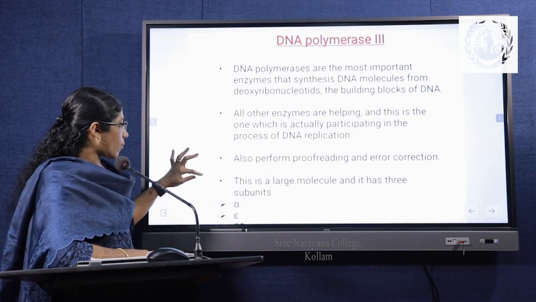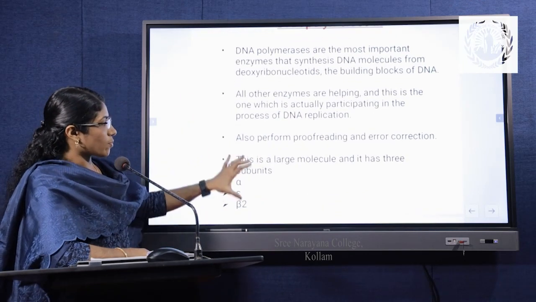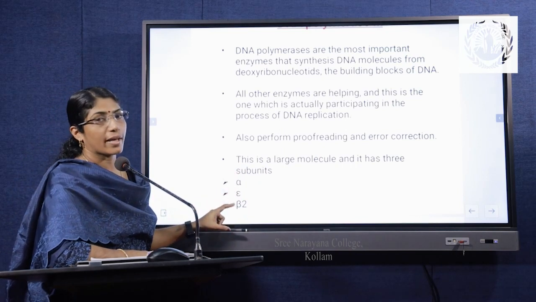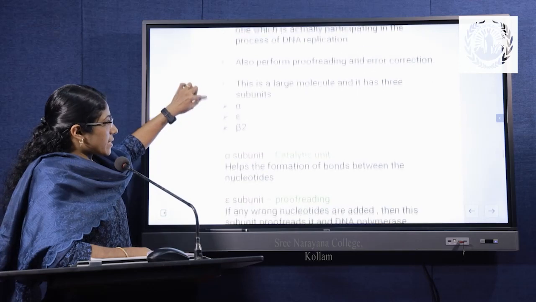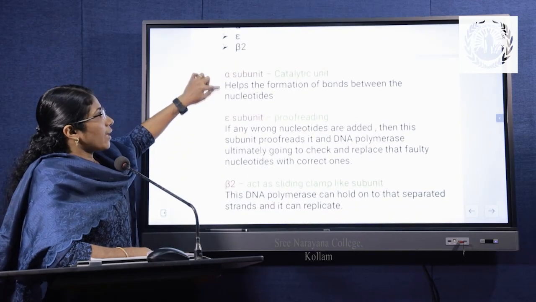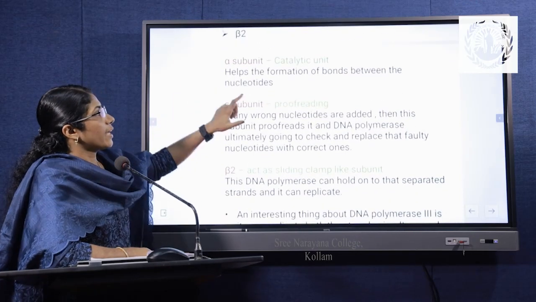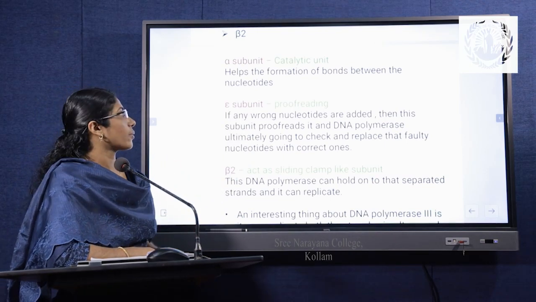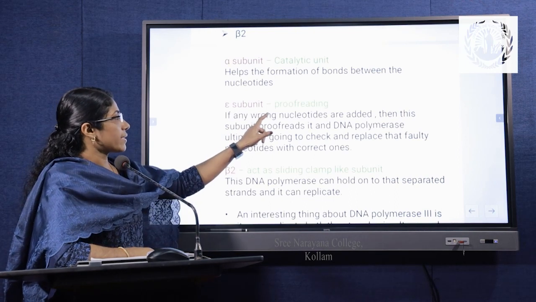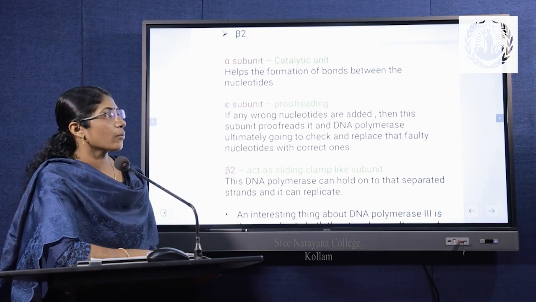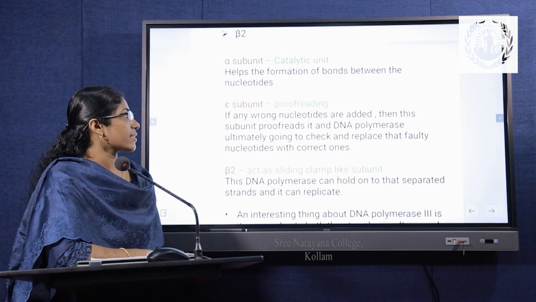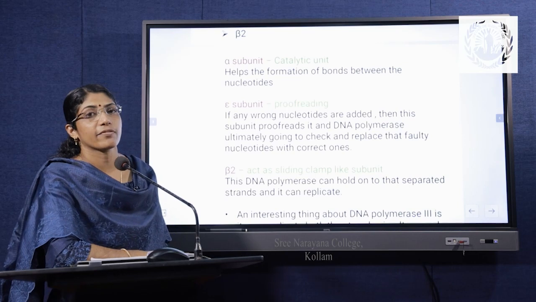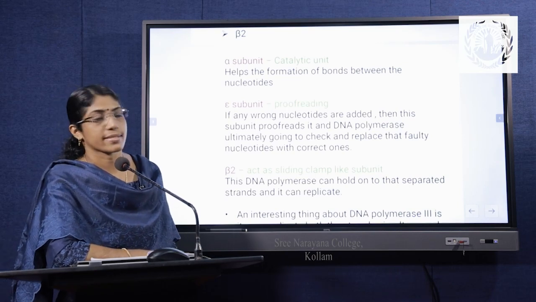DNA polymerase 3 is a large molecule. It has 3 subunits: alpha, epsilon and beta 2. Each subunit has its own function. The alpha subunit is a catalytic unit that helps the formation of bonds between the incoming nucleotides. The epsilon subunit has a proofreading function. If any wrong nucleotides are added, the subunit proofreads it and DNA polymerase replaces the faulty nucleotides with the correct ones.